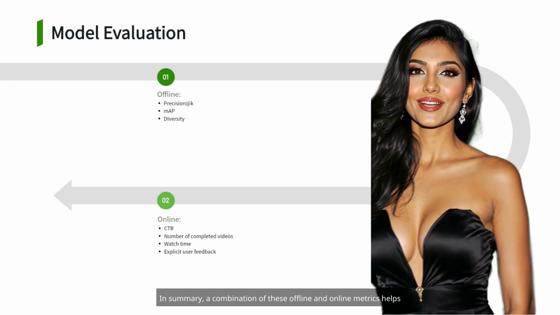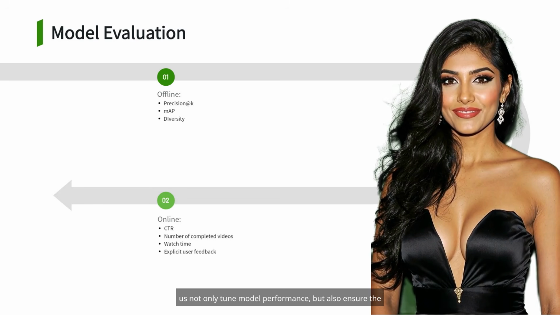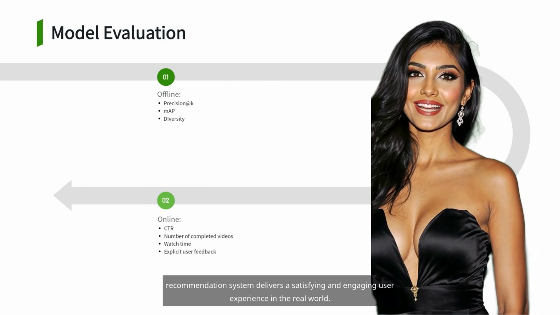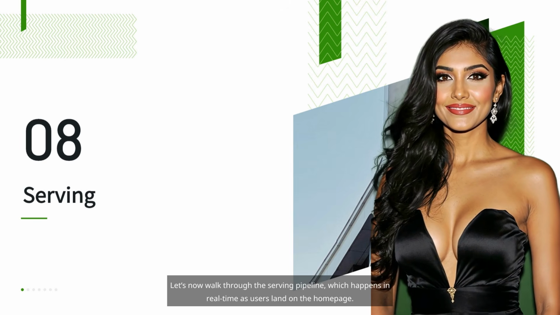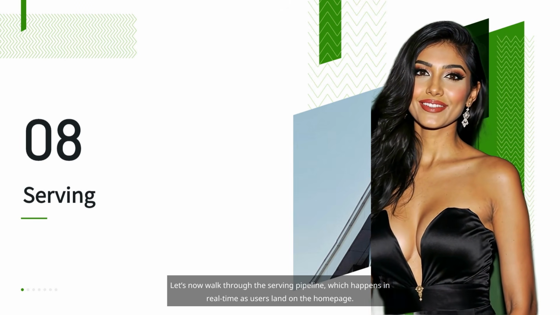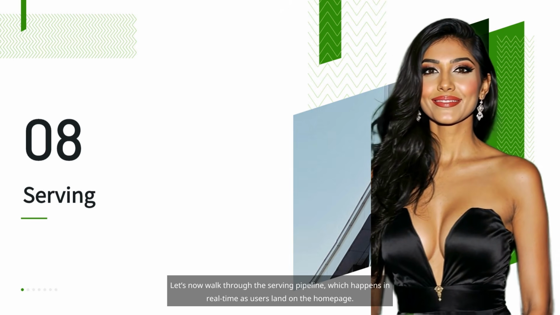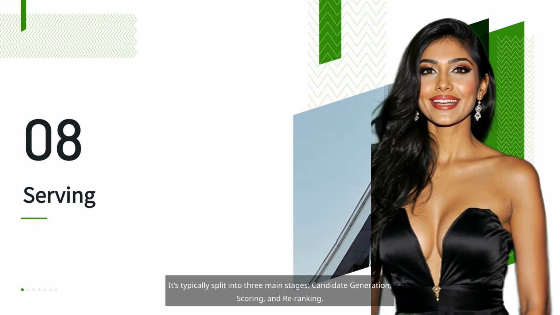In summary, a combination of these offline and online metrics helps us not only tune model performance, but also ensure the recommendation system delivers a satisfying and engaging user experience in the real world. Let's now walk through the serving pipeline, which happens in real time as users land on the homepage. It's typically split into three main stages: candidate generation, scoring, and re-ranking.